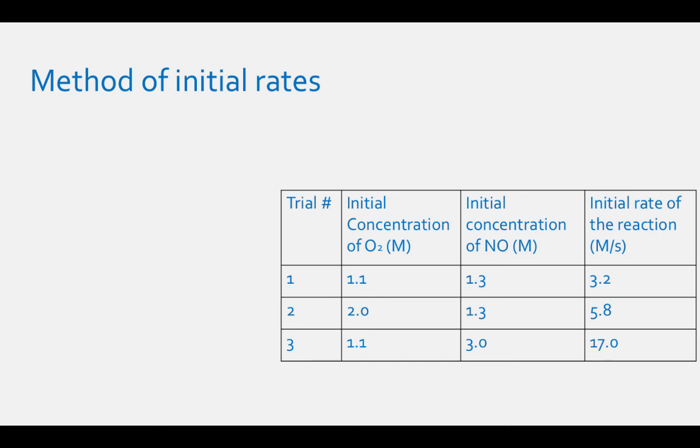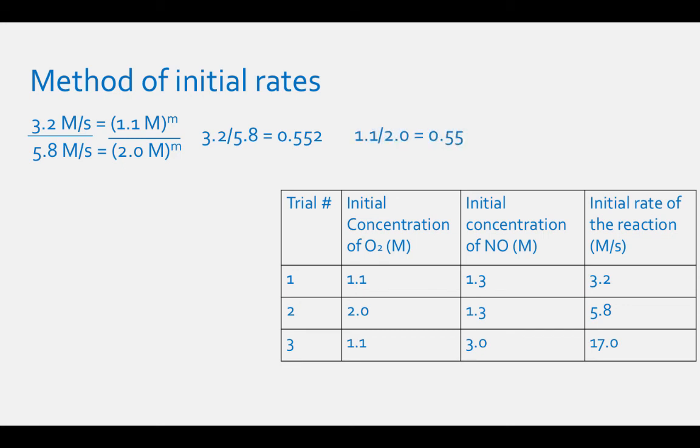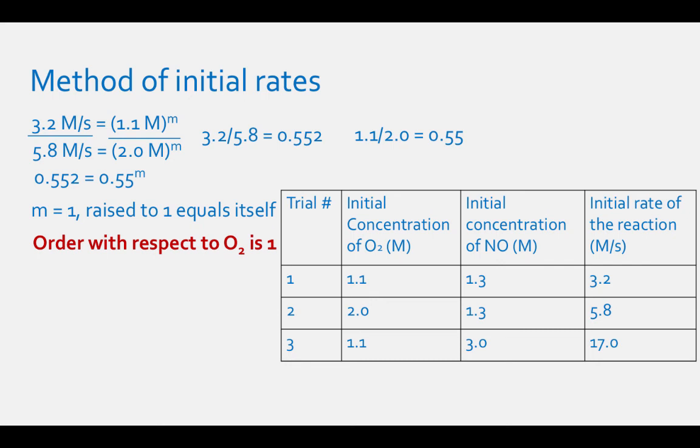Now our equation is 3.2 divided by 5.8 equals 1.1 raised to the power m divided by 2.0 raised to the power m. 3.2 divided by 5.8 equals 0.552, and 1.1 divided by 2.0 equals 0.55. So 0.55 equals 0.55 to the m power. Obviously, the m power equals 1, because anything raised to the 1 power equals itself. The order with respect to the O2 concentration is 1.